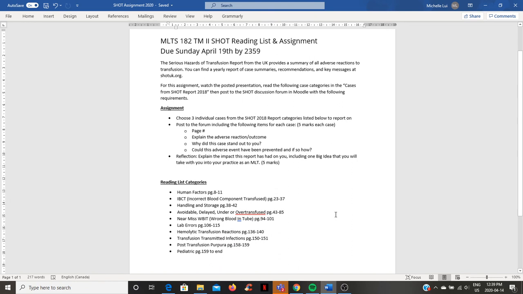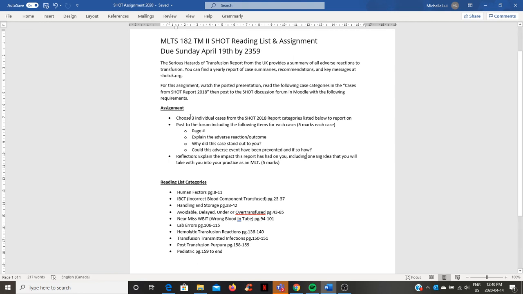So here's what's posted on Moodle. There's the reading list, just the chosen pages for you to read. Don't read the whole thing. And then the assignment. I want you to read through these thinking about this assignment. So choose 3 cases from this report. That's 3 individual cases, okay? Not a whole category, just 3 cases.